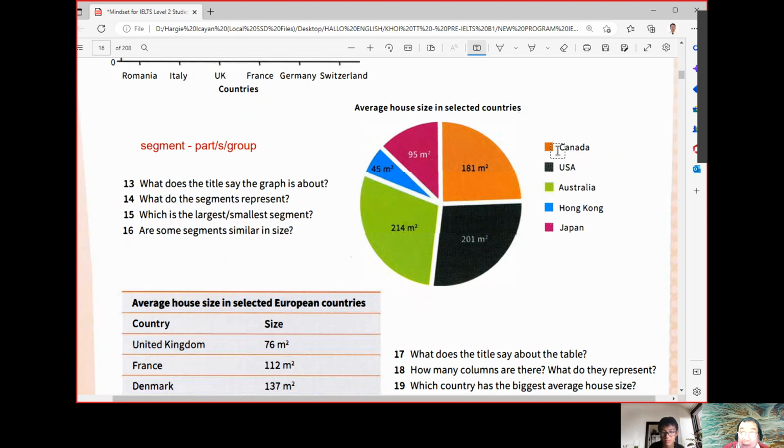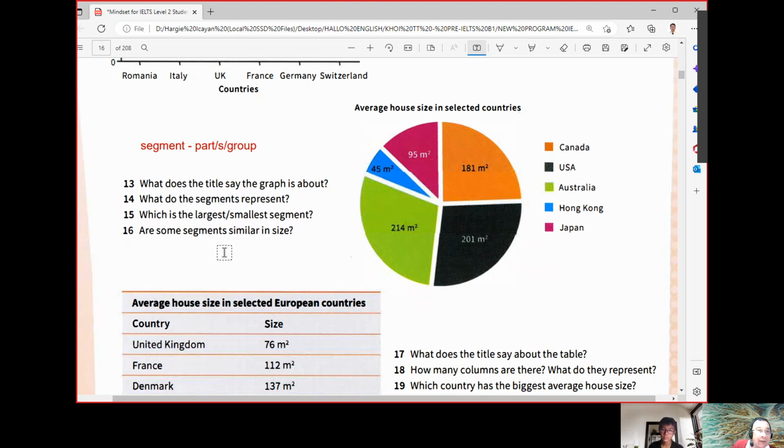Why? Because look at the colors. This one represents Canada, this represents the US, the green is Australia, the blue is Hong Kong, and the red, or pink, or fuchsia, I don't know, so it's either pink or red, would be Japan. So that means the segments here represent countries.